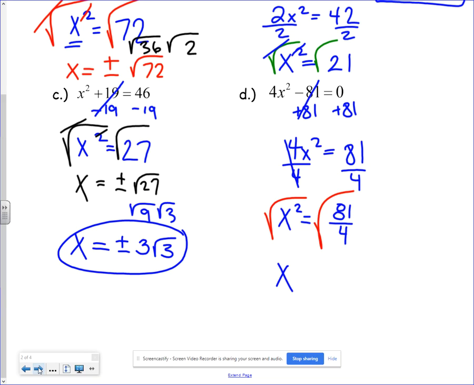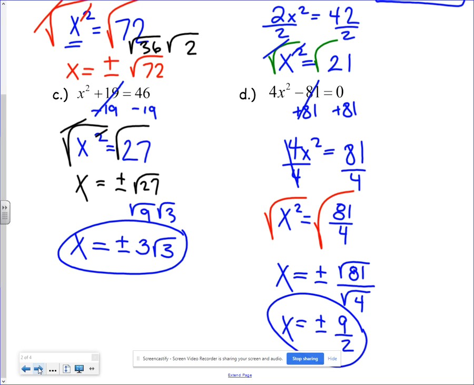When you take the square root of a fraction, the easiest thing to do is just break it down into 2 square roots. So this will equal plus or minus the square root of 81 over the square root of 4. And both 81 and 4 are perfect squares. So my final simplified answer is x equals plus or minus 9 over 2. Right, I'm going to take it one more step a little further.